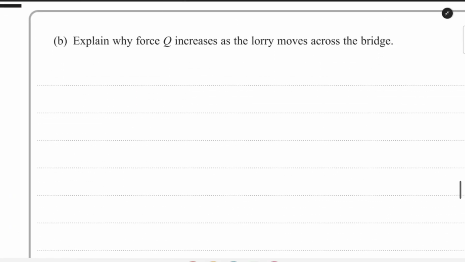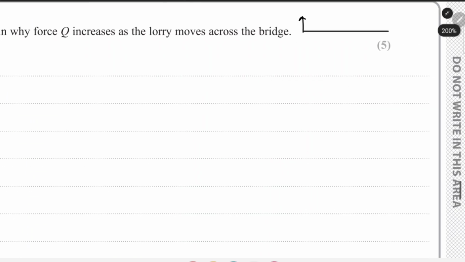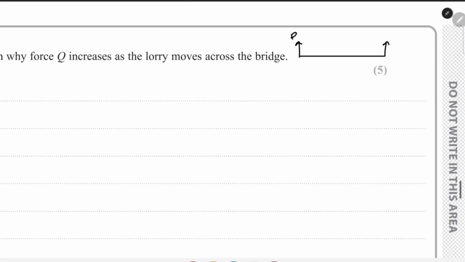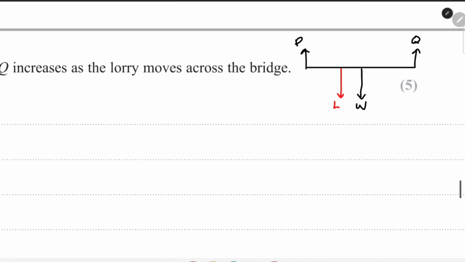Now moving to part B. We have to explain why force Q increases as the lorry moves across the bridge. So this is the scenario over here. This is the bridge. This is P. This is Q. This is the weight of the bridge. These are the ones that remain constant, like the location of them remains the same. However, the force from the lorry goes from here to somewhere over here as it moves.